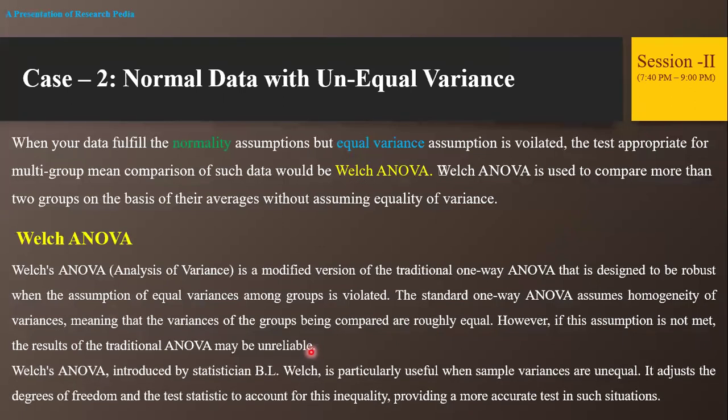So Welch-ANOVA was introduced by statistician B.L. Welch. Basically, this test is named after him, and it is particularly useful when sample variances are unequal. It adjusts the degrees of freedom and the test statistic to account for this inequality, providing a more accurate test in such situations.